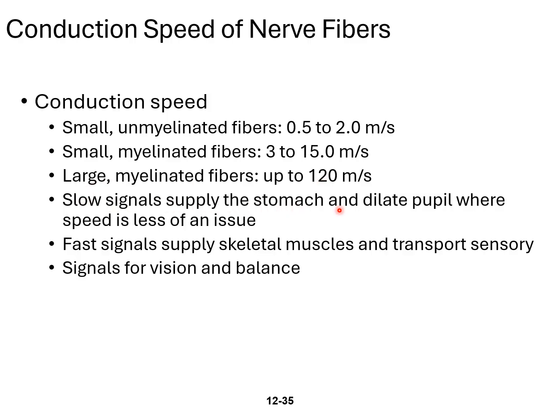Slow signals supply the stomach and dilate the pupil. Speed is not really the issue here. The fast signals with the large myelinated fibers, like I said, supply skeletal muscle and transport sensory signals from vision and balance. Vision and balance is very important. If you're feeling wobbly, you don't want to fall over. And that completes this micro lecture.